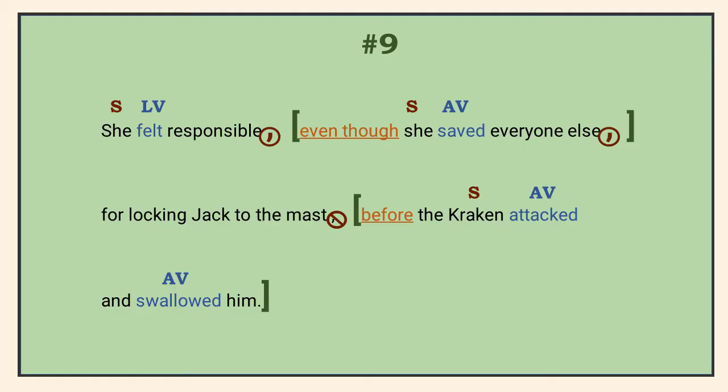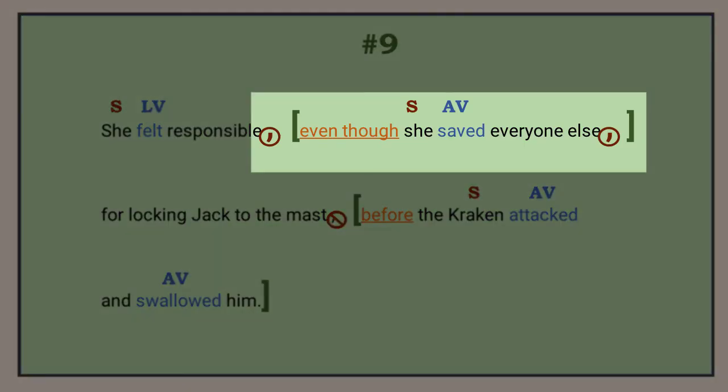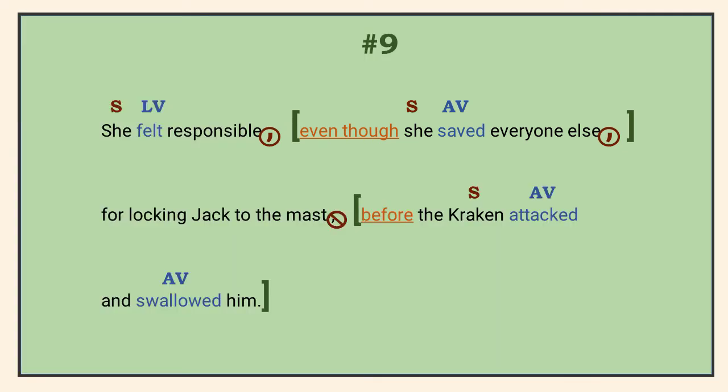In number 9, the adverb clause begins with even though and interrupts the independent clause. She felt responsible for locking Jack to the mast. Therefore, the adverb clause requires commas on both sides. The second subordinating conjunction follows the independent clause, so we did not use a comma. Because the Kraken both attacked and swallowed, this clause has a compound verb. There are not two separate clauses in this section of the sentence because they're sharing the same subject.